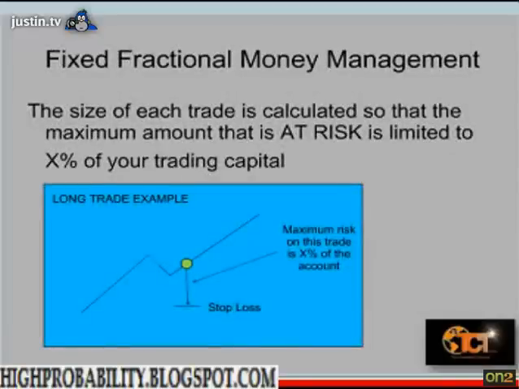Now I'll just define fixed fractional in a little more detail, because when we say that we're risking 2% on a trade, what we mean is that if we enter a trade and we get stopped out at our worst case anticipated stop loss, then we'll make sure that we lose 2% of our account.